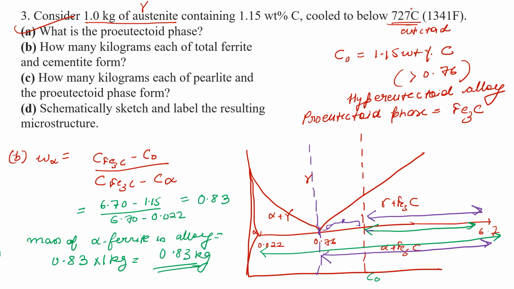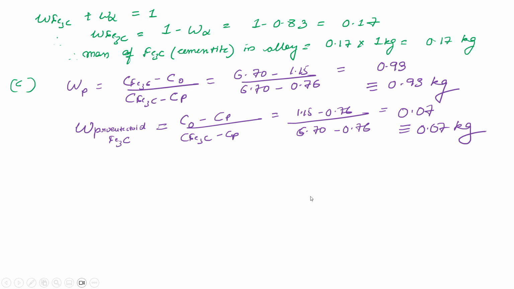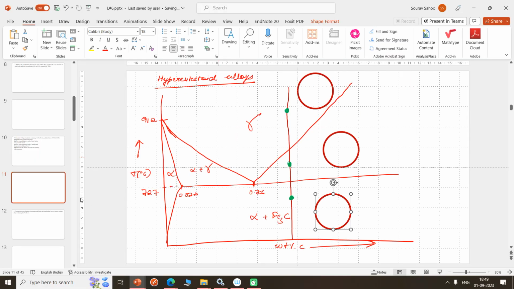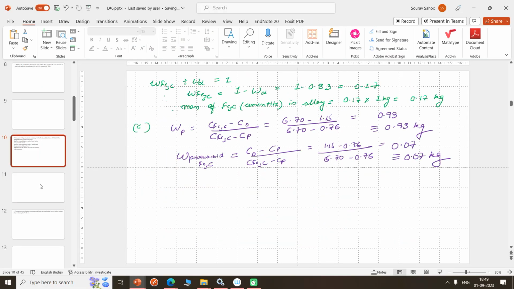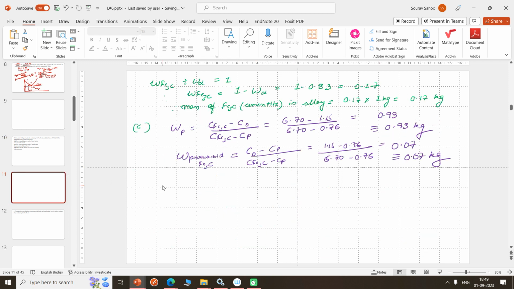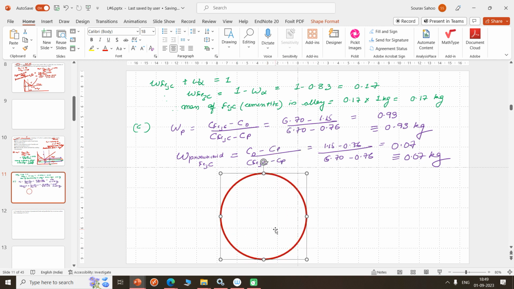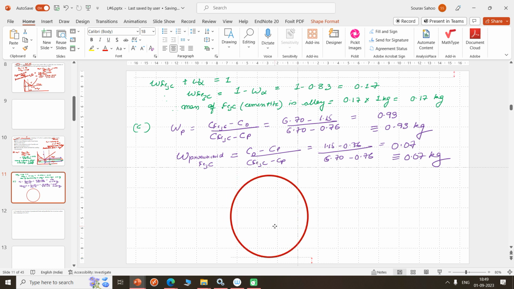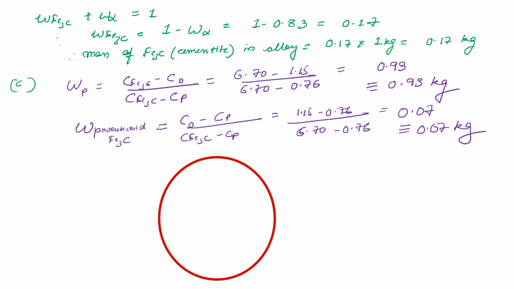The last part asks us to schematically sketch the microstructure. So let's see, how will the microstructure look? We already know that we are in the hypereutectoid alloy regime. So there's no doubt that we will have proeutectoid Fe3C in the microstructure, coexisting alongside pearlite, right? Here we should pay attention to the geometry of the different phases that we are drawing. We know that we should have a proeutectoid phase first.